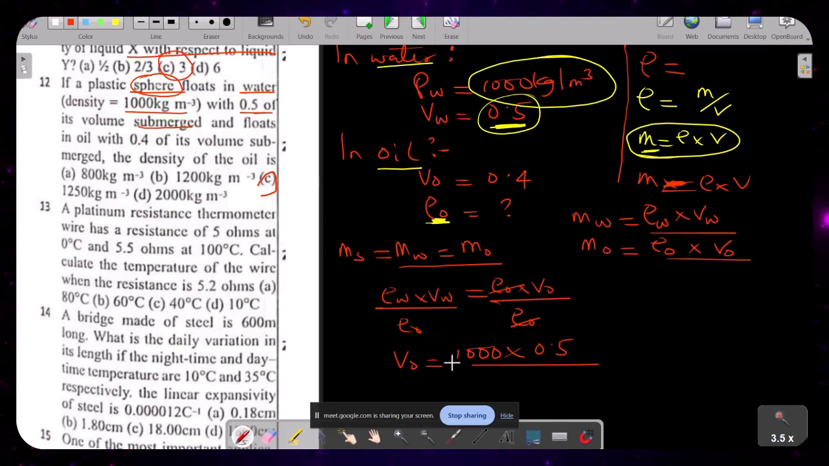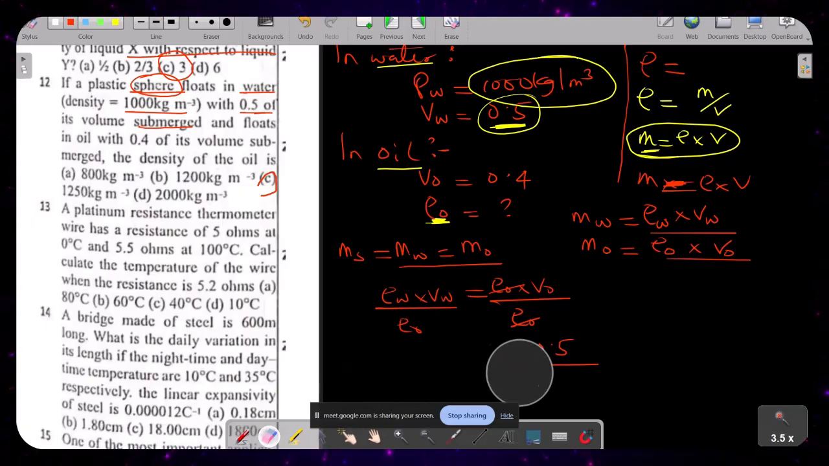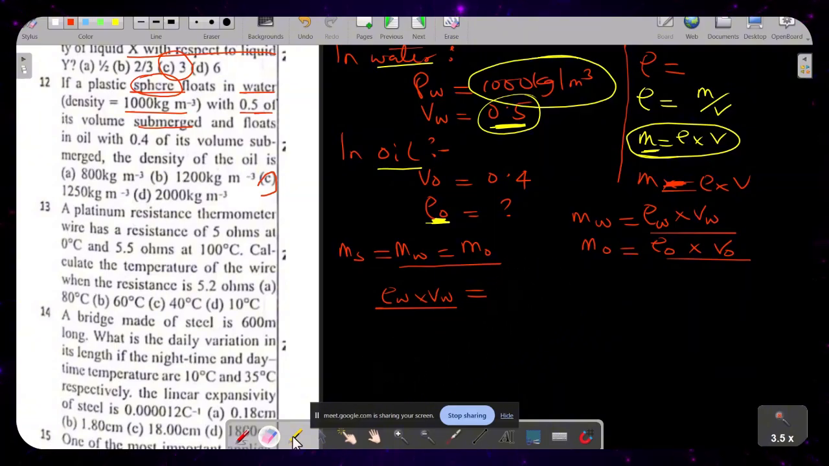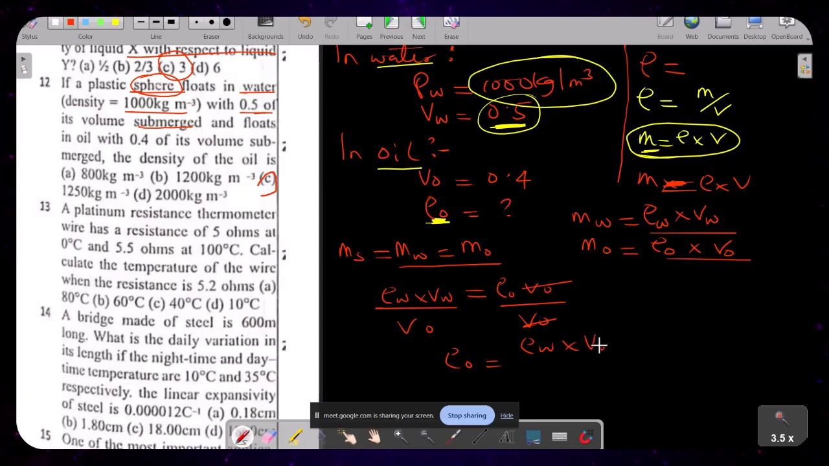Oh, sorry. What am I even calculating? Oh, sorry, guys. Please forgive me. I'm supposed to calculate the density of oil. So density of oil is going to be what now? Density of water times volume of water all over volume of oil.